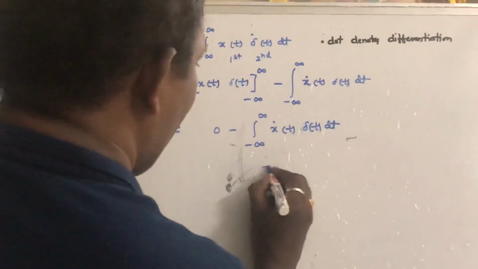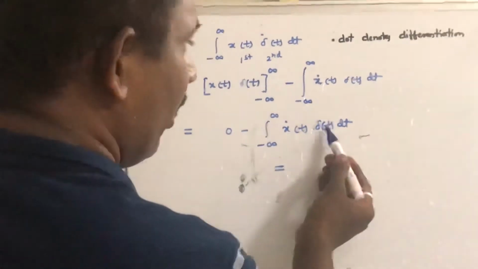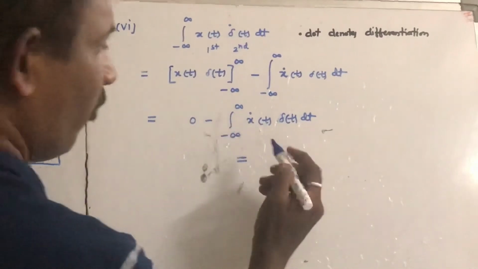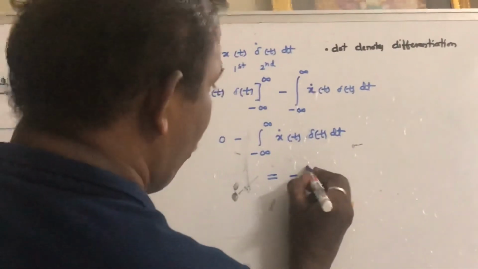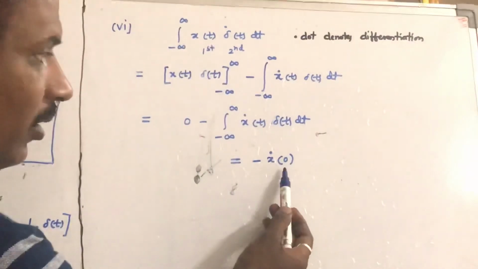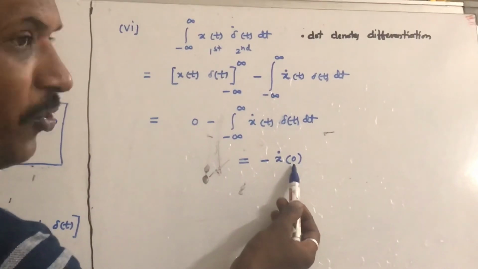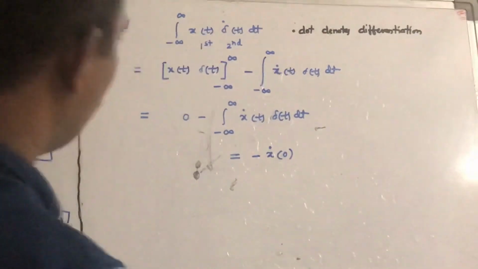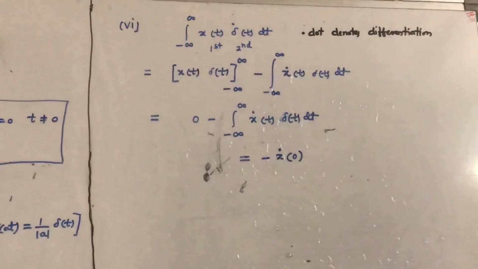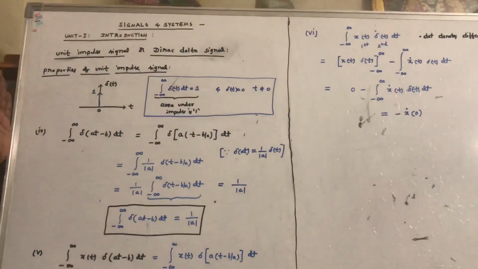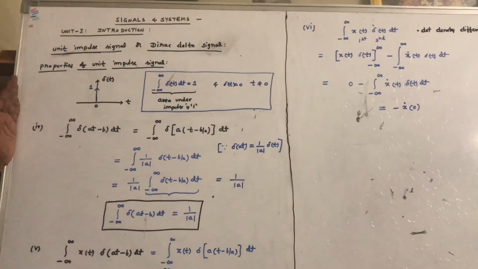That means we are left with minus the integral from minus infinity to infinity of x dot of t into del of t dt. From property 1, this impulse exists at t is equal to 0, so substitute 0 here. The answer is minus x dot of 0. That means you take the differentiation of x of t, which is x dot of t, and substitute t is equal to 0. So that is the answer for this problem: minus x dot of 0. These are the very important properties of the unit impulse signal. We have seen the definition and 6 properties of the unit impulse signal. Thank you.